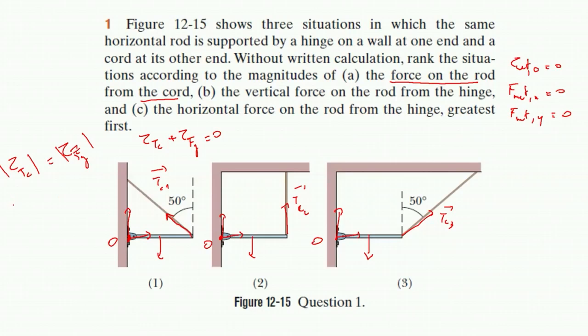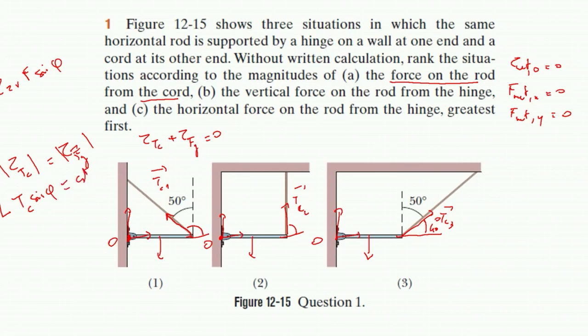So what is the torque of TC? For the torque, I will use R F sine phi. The R here is L, the length of my rod, so it is L TC sine phi. The phi is the angle between R and TC, basically this angle here. Here this angle is 90 degrees, and here it is 40 degrees. So this torque should be constant.